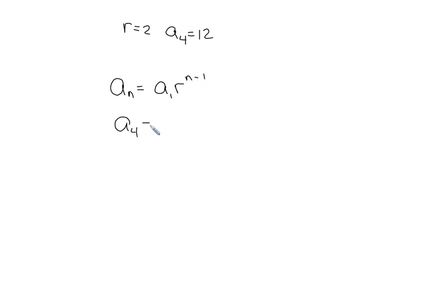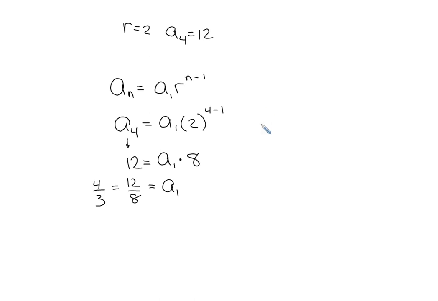So we know that a sub 4 is equal to the first term times r, which is 2, to the 4 minus 1 power. But I just plug in what they gave me. What is a sub 4 equal to, though? 12 is equal to the first term times 2 to the 3rd power, which is what? So a sub 1 then is equal to 12 over 8, which is equal to what? 4/3. And so that means that this is really an is equal to the first term.